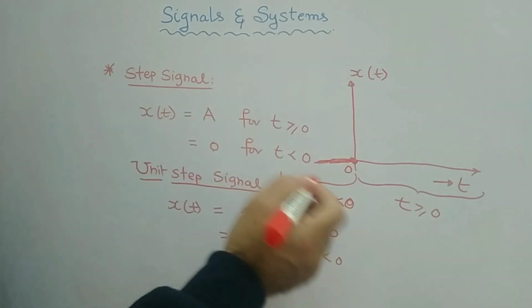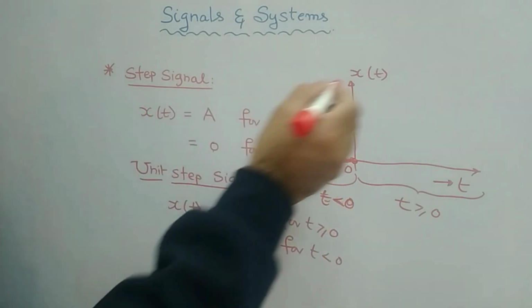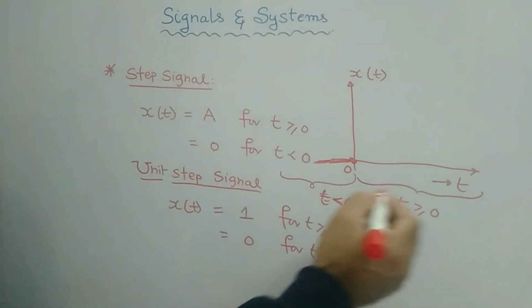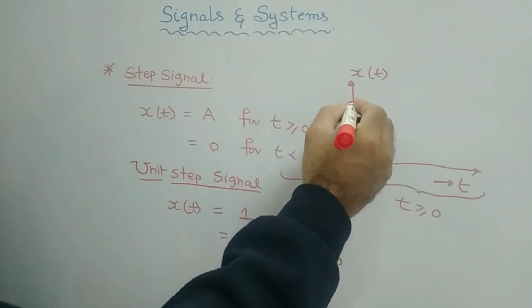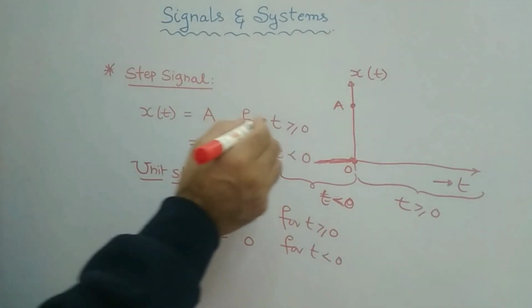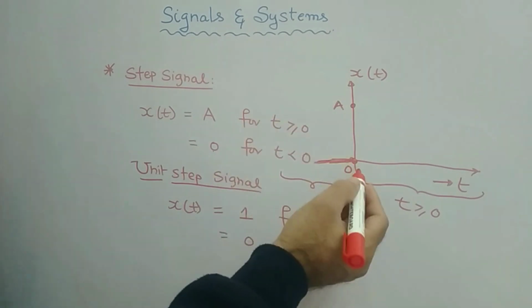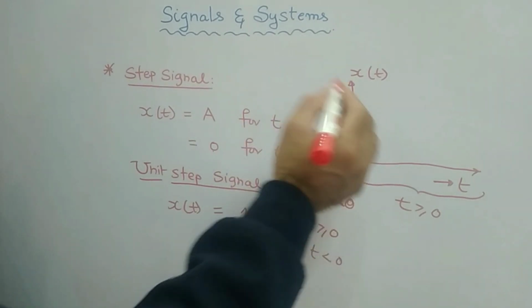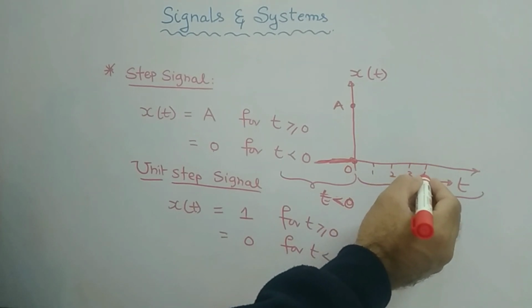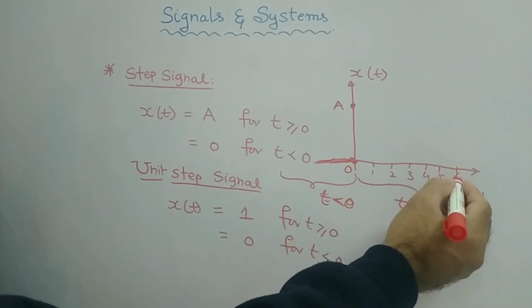Only for t greater than 0 will you have x of t value as A. That means from 0 you will have a value A somewhere here, let us say 1, let us say 2 and 3 and 4 and 5, and you can go on.